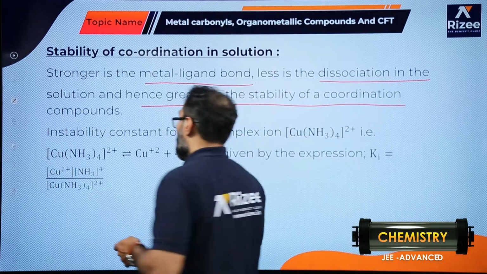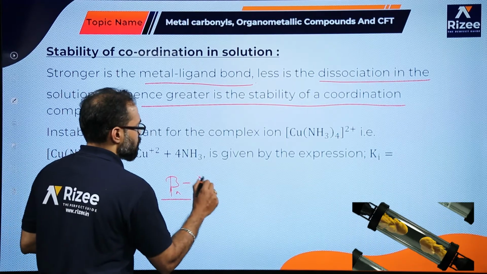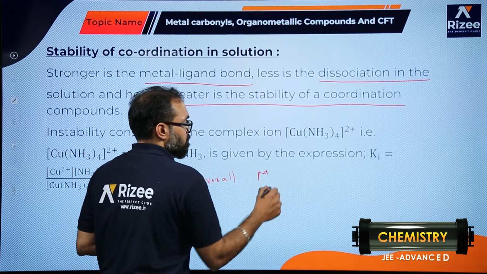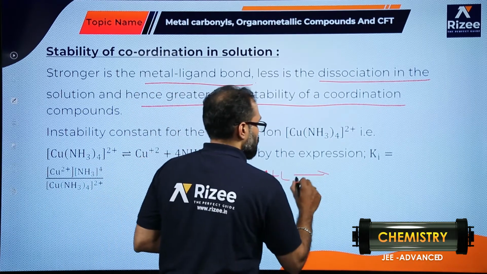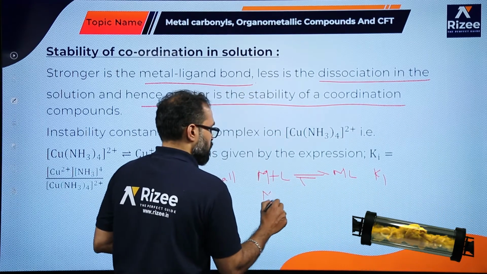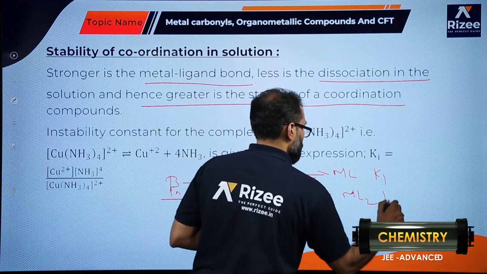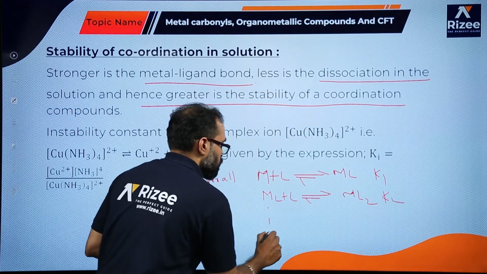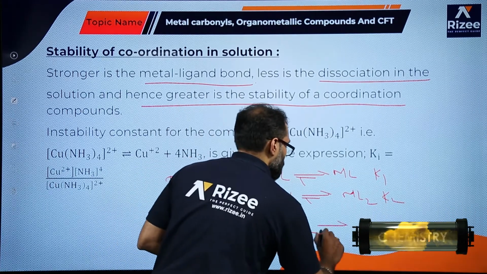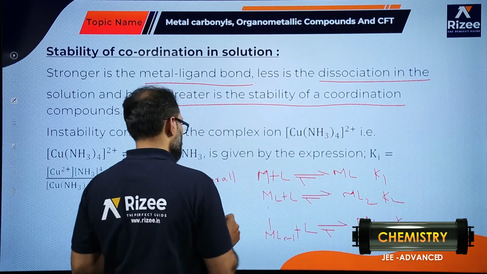And in order to see this, one more thing we have to learn here, we have to know about beta. Beta is called the overall stability constant. If a complex is forming, metal plus ligand gives metal ligand. If its stability constant is K1, metal ligand plus L gives ML2. If it is K2, and so on, MLn minus 1, if it is Kn. So what is beta?